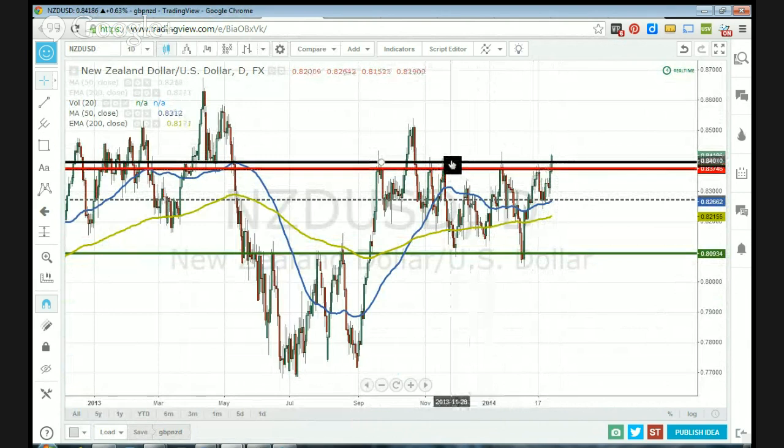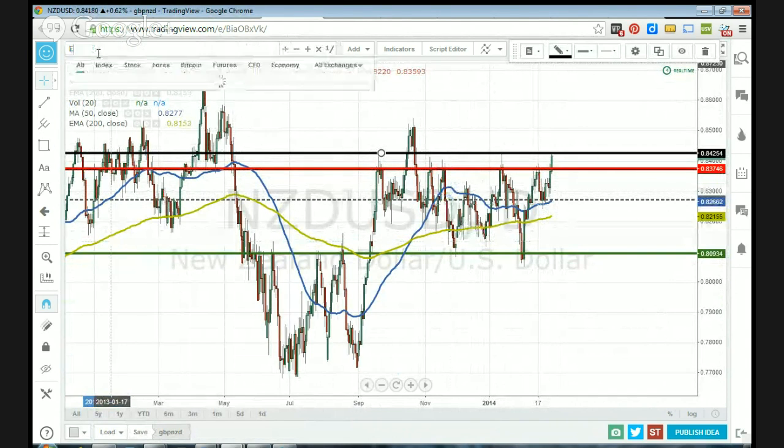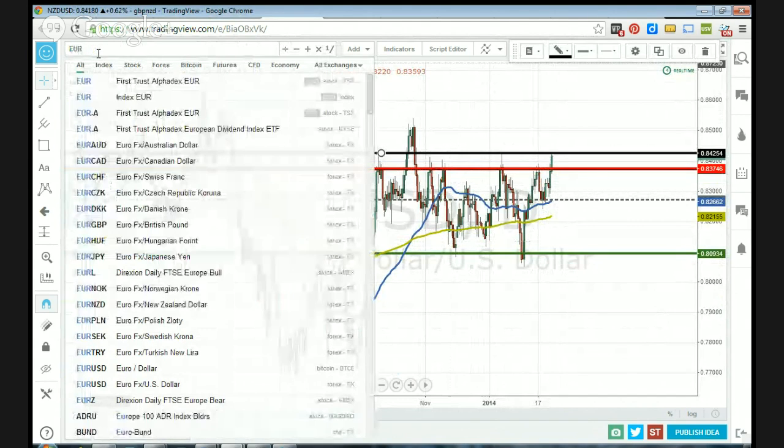Now, we do potentially have a resistance level right here. So I am still interested in potentially looking for reversals. We'll see. Nothing yet on Kiwi dollar. Let's go to the euro pairs, euro Australian dollar.